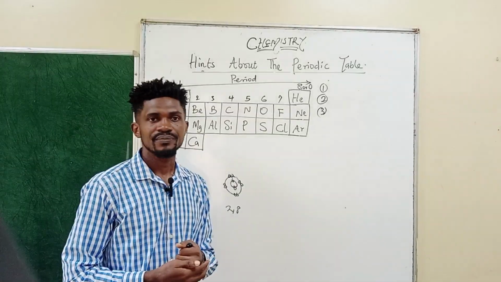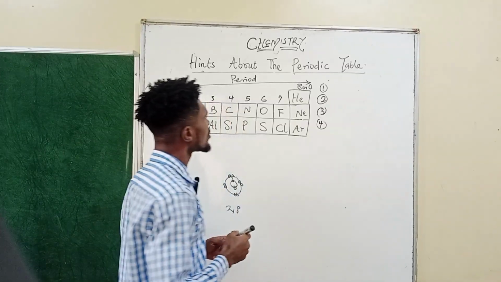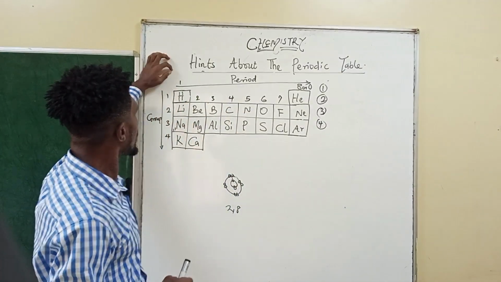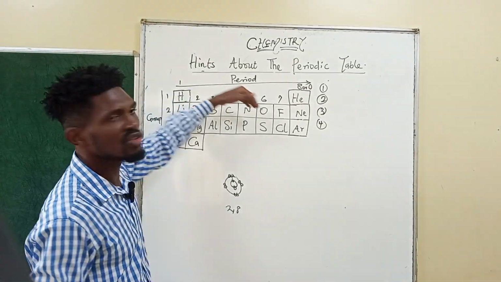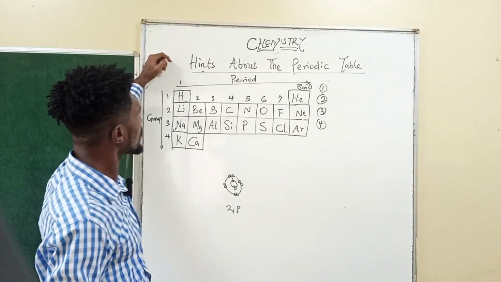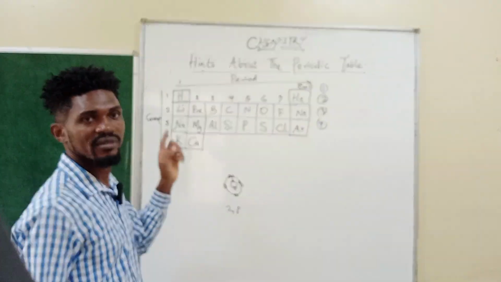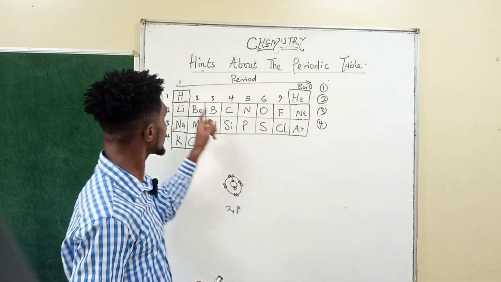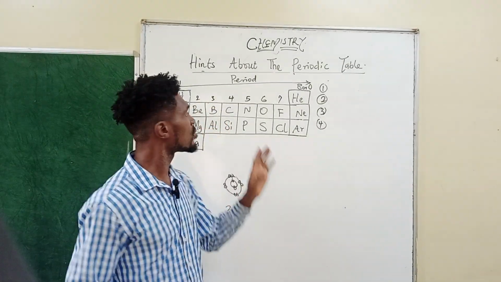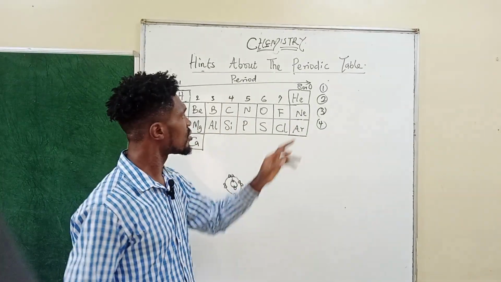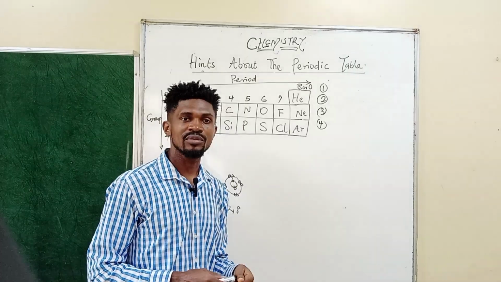Now, the next property is that the elements in each of these groups, for example, elements in group 1 will have 1 electron at the outermost shell. Elements in group 2 will have what? 2 electrons at the outermost shell. Group 3 will have 3 electrons at the outermost shell. Group 4 will have 4 electrons at the outermost shell. The same thing with group 8, it will have 8 electrons at the outermost shell.